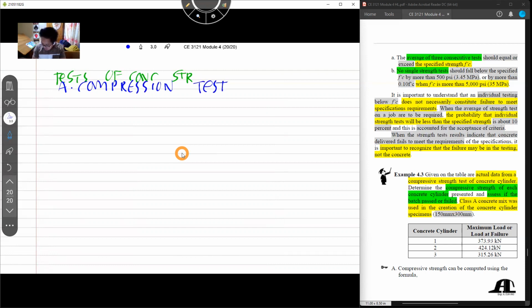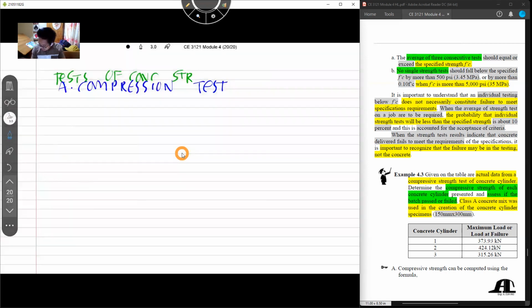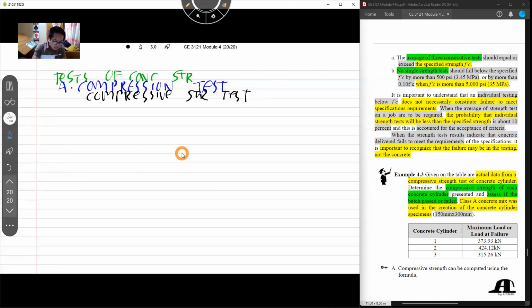Okay. So compression test natin class is known as yung compressive strength test. Okay. So ano yung specs natin class sa compressive strength test? So gagamit dapat tayo class ng cylinder. So, ang test specimen natin class is cylinder.